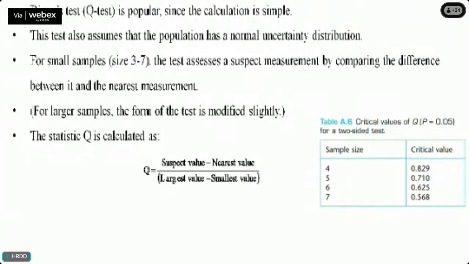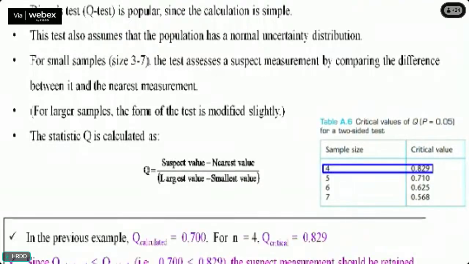And in the same way, if the calculated Q value comes out to be larger than the critical Q value, the same conclusion will be taken. If the calculated Q value is larger than the critical Q value, reject the suspect. If the calculated value is smaller, retain it. And the comparison will be done in a similar way, for the same sample size.